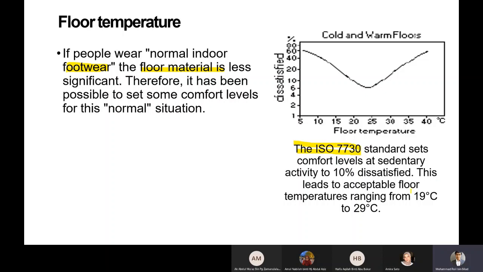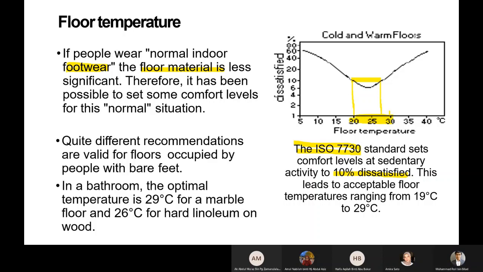the standard sets the comfort level at sedentary activity to 10% dissatisfied. That is okay. So only 10% feel dissatisfied, meaning that the temperature of the floor is around 19 to 29. So this is the range of comfortable floor temperature. It's really some detail, and it really depends. For example, in a bathroom, the optimum temperature is 29 for a marble floor and 26 for hardwood.